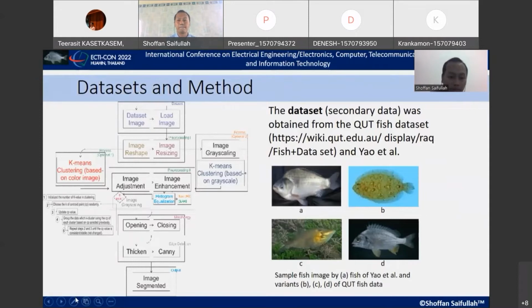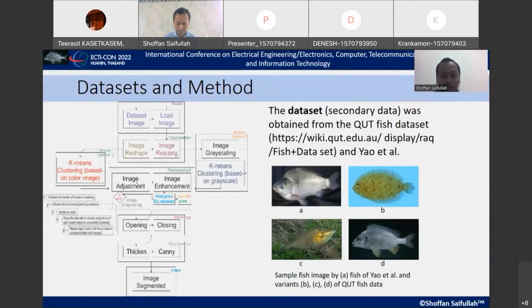In the dataset, we load the image data to process for the first image preprocessing. These are image reshaping and image resizing, and then we process image grayscaling. The second process is K-means clustering based on the color image, and then we use image adjustment and image enhancement for the second preprocessing.